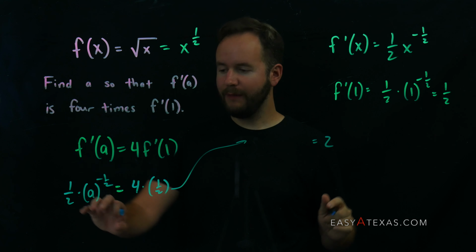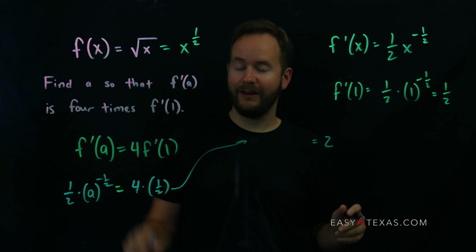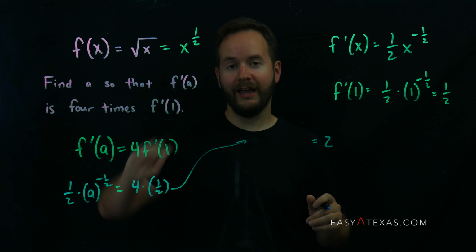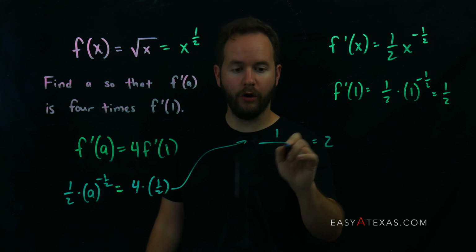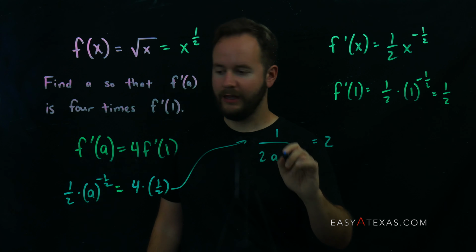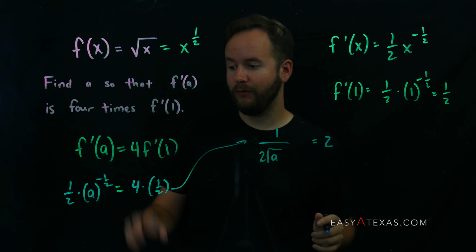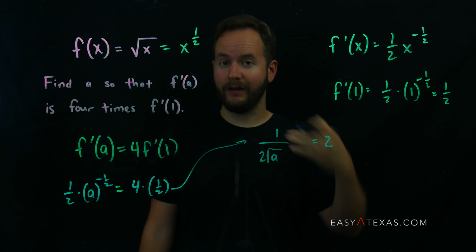The left-hand side, I'm going to use my exponent of negative 1/2 to figure out a way to rewrite that a to the negative 1/2. So first things first is the negative means reciprocal. So this is going to be 1 over 2 times a, and then the 1/2 as a power means square root. So anytime I see something being raised to negative 1/2, it's really sitting in the denominator as a square root.